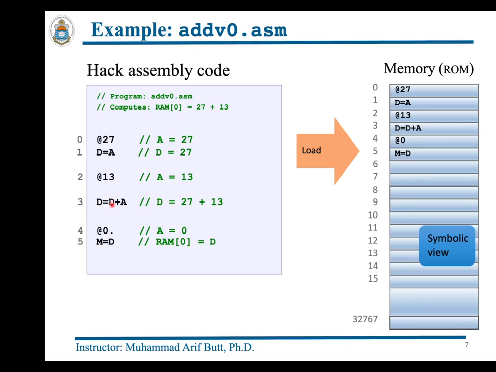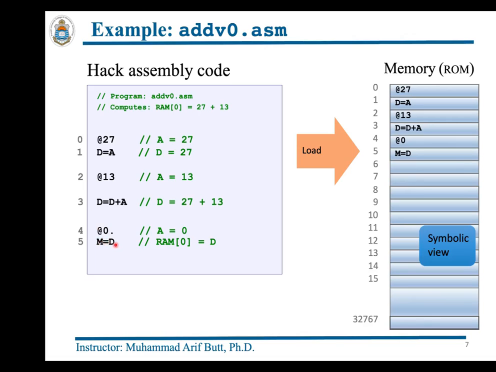Then the instruction at address 3 is a C instruction that actually performs the computation and places the result inside the D register. So now we have the sum of these two constants, 27 and 13, inside the D register. Finally, these two last instructions are writing the computed value inside RAM at address 0.